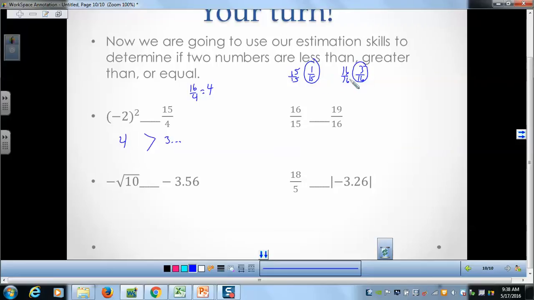And so I can kind of estimate this, that 1/16 would be slightly smaller than 1/15, but 3 of those is probably going to be bigger than this. So we're going to go with that one. So 16 over 15 is less than 19 over 16.